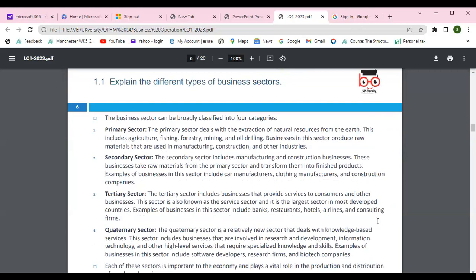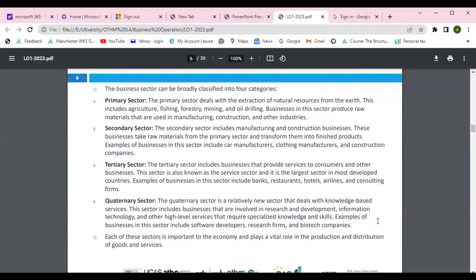Quaternary sector, which is a relatively new sector, is a knowledge-based service sector. Like, nowadays, accounting services, like we're delivering the lessons, biotech companies. They just use new terminology. This sector is important to the economy and plays a vital role in the production and distribution of goods, like Amazon and various others. Some companies have specific knowledge and skill to distribute things. It is another branch of the service sector, highly knowledge based. Any question?